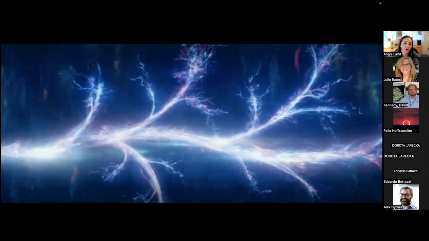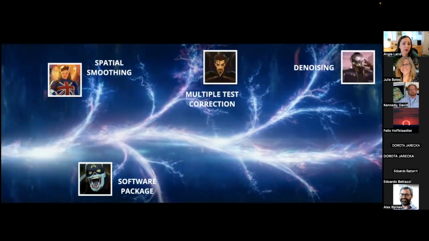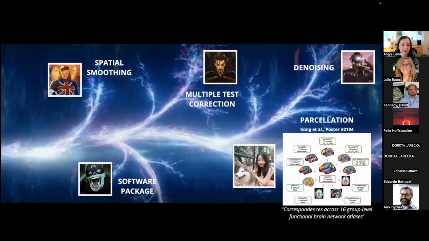So from the Carp and the NARPS studies, we know that key stages are more likely to influence results, and those are spatial smoothing, multiple corrections, software packaging, and denoising. But I also want to highlight that we have a lot of choices to use when we're parcellating brains into regions or networks using a structural or functional atlas.